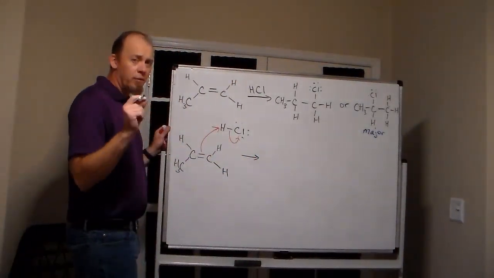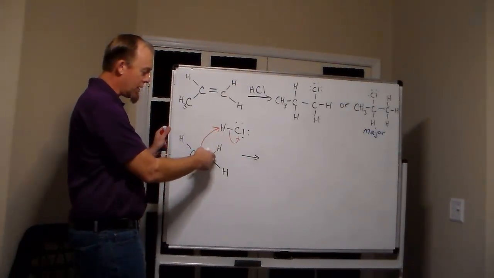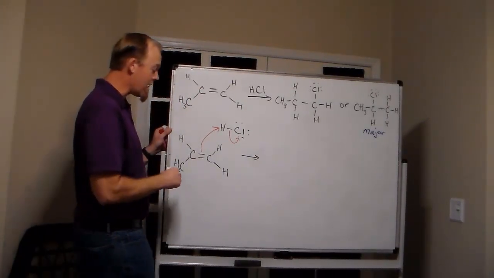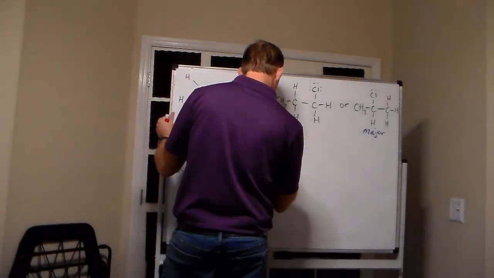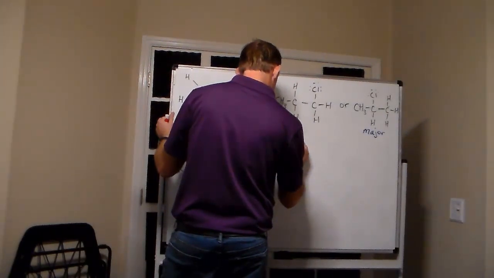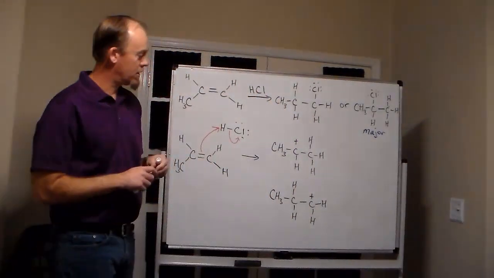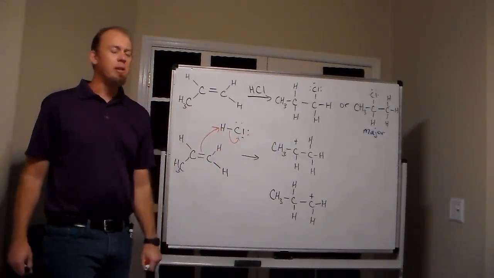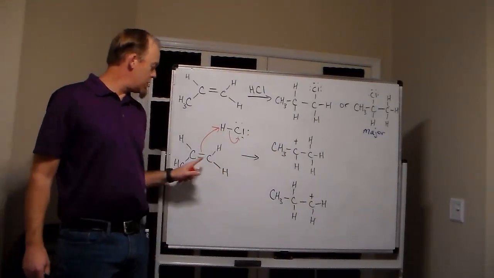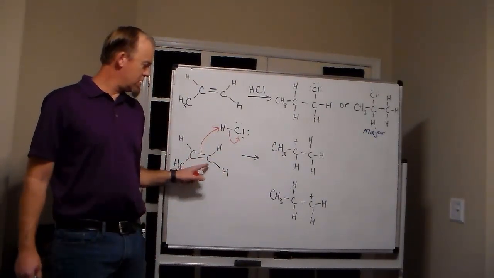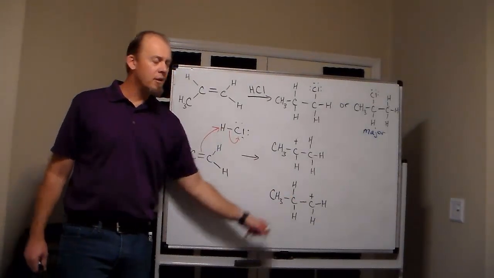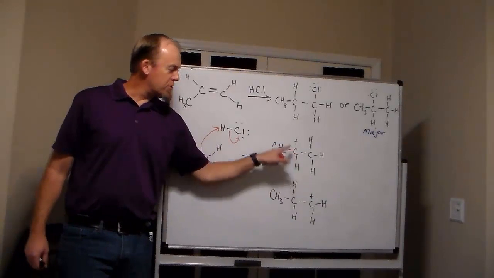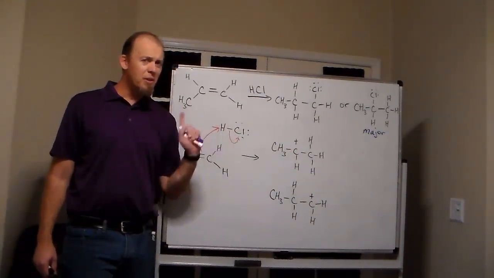This is going to give me one of two intermediates. Either the hydrogen adds here or the hydrogen adds there. So I'm going to draw both of these so we can see what we've got. If the hydrogen adds to the end carbon, we get this intermediate here. If the hydrogen adds to this middle carbon here, I get this intermediate here. They look very similar. They both have a carbon with a positive charge, and that's really the big difference.